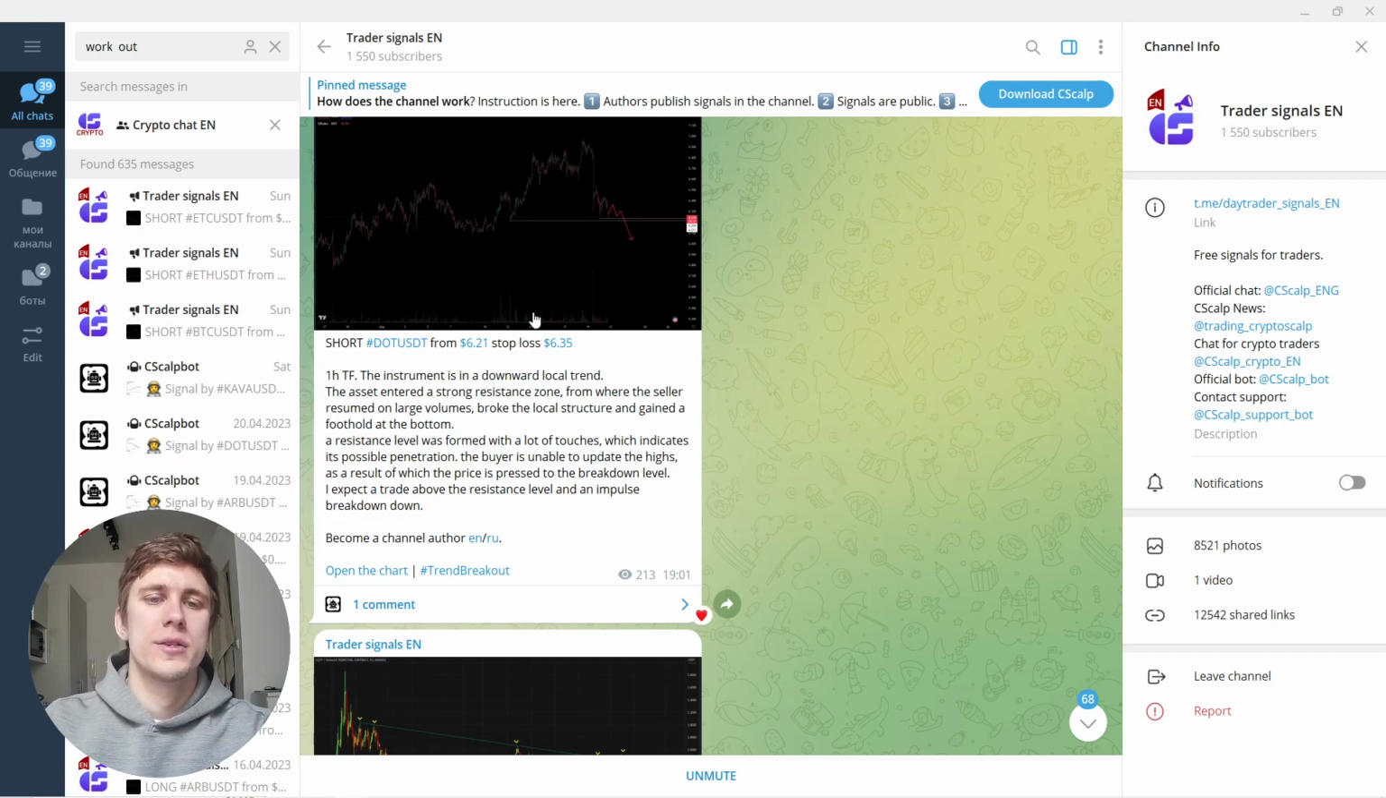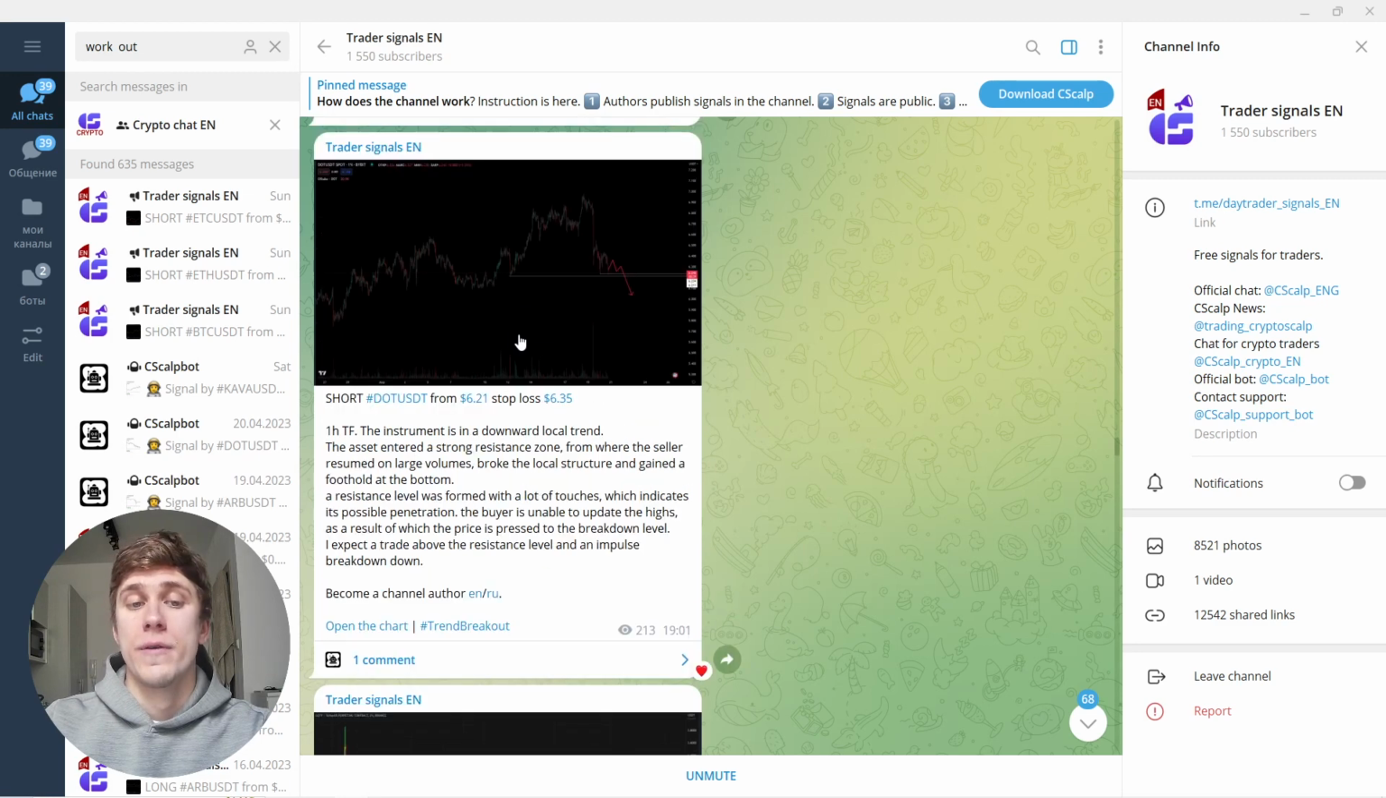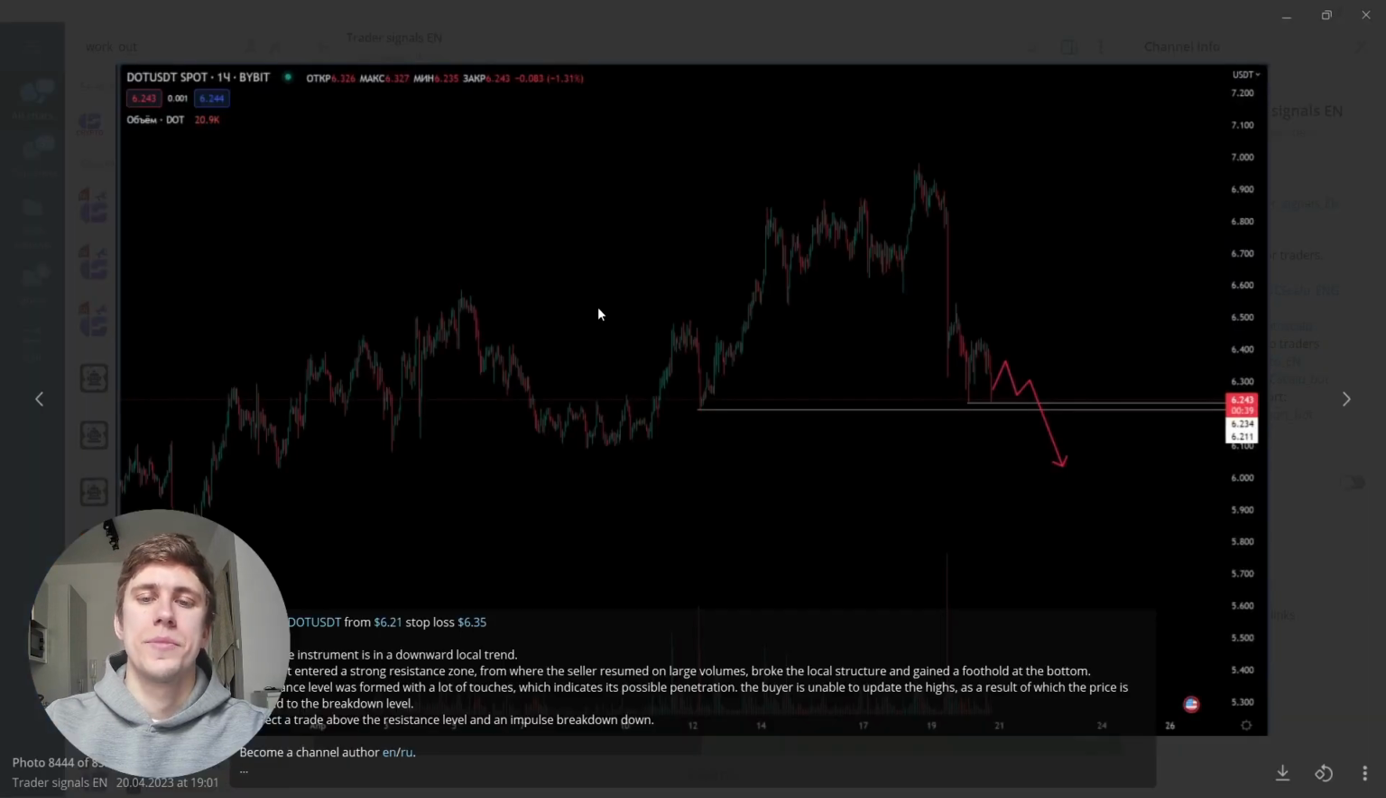The first weekly setup that worked out very well was .USDT. According to the description, the instrument was in a local downtrend. It entered a strong resistance zone and gained a foothold at the bottom. It means that here we see several approaches to the strong local level with the potential of a cascade levels breakout, because here we have a quite strong accumulated pool of liquidity, especially on the 1 hour time frame.